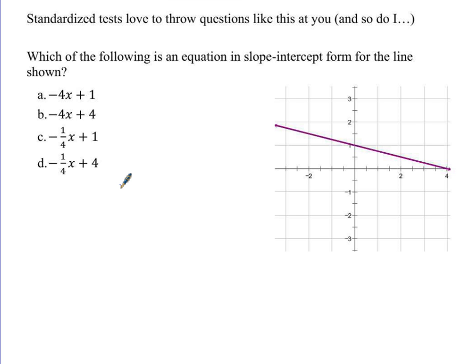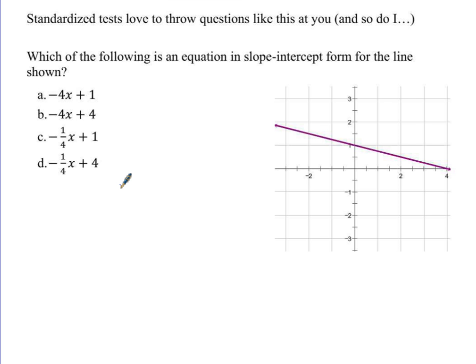Start general, and then get specific if you need to. So what's the first thing you notice about this graph? I'm not looking at the answers at all. What's the first thing you notice about the graph? Okay, you see a y-intercept of 1. You're actually more specific than I'm trying to get you to be. It's going down from left to right, which means that it has a negative slope.